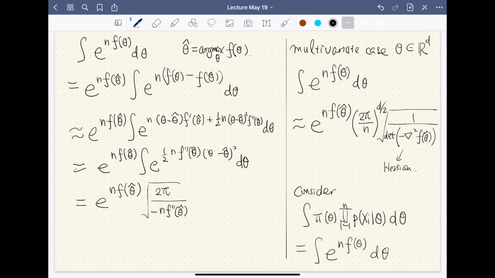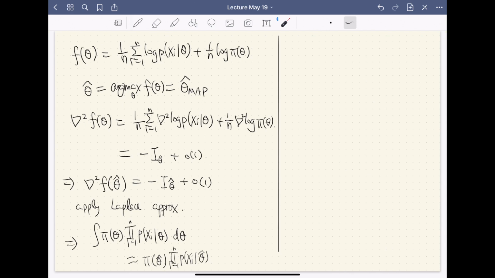Okay, so what's the next term? The next term is this factor, 2 pi over n to the power of dimension over 2, right? And then finally, we have root 1 over the determinant of Fisher information. Okay? All right, so we obtain this formula.